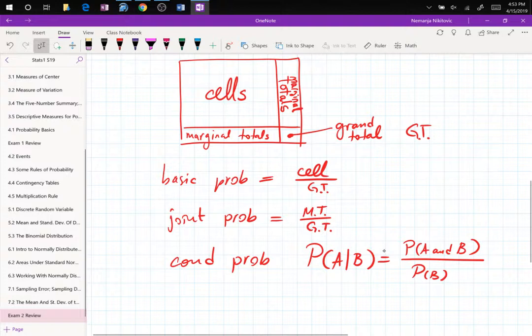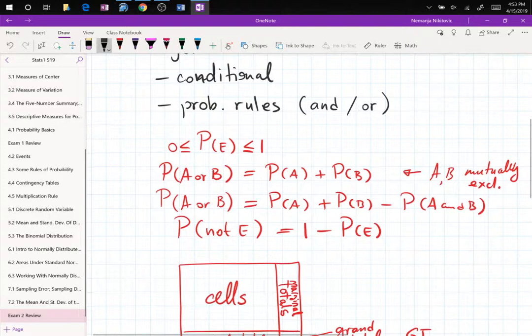So probability of A given B is probability of A and B. So that's going to be a cell of some kind. And then probability of B is going to be some kind of marginal. So that's the chapter on probabilities as the one part.